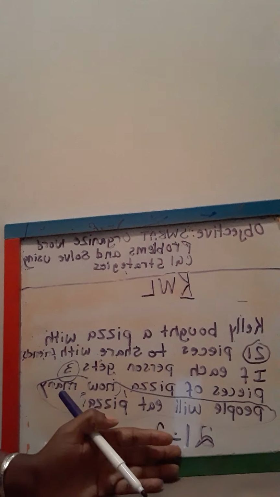So we got 21 pieces. Each person gets 3 pieces. So we have to divide this 21 into 3. So I want you now to try to use any strategy that you think of. Let me erase this because you don't have to use it this way. You can use pictures, you can use your fingers, you can use manipulatives, anything that you need to help you figure out this problem. I'll give you guys some think time.